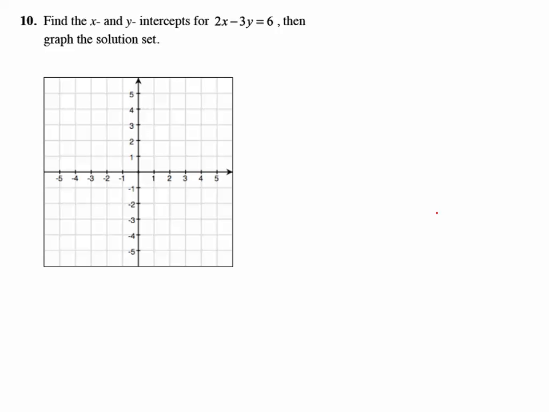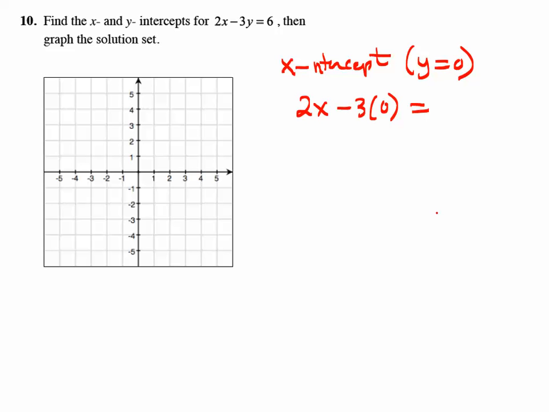Alright, the long way, then we'll do the shortcut in a little bit here. So to get the x-intercept, we're going to plug in a 0 for the y value. So 2x minus 3 times 0 is equal to 6, and of course anything times 0 is going to be 0. So this whole thing can actually go away. Really what we're doing is we're solving 2x equals 6. And that's going to be x equals 3, obviously.